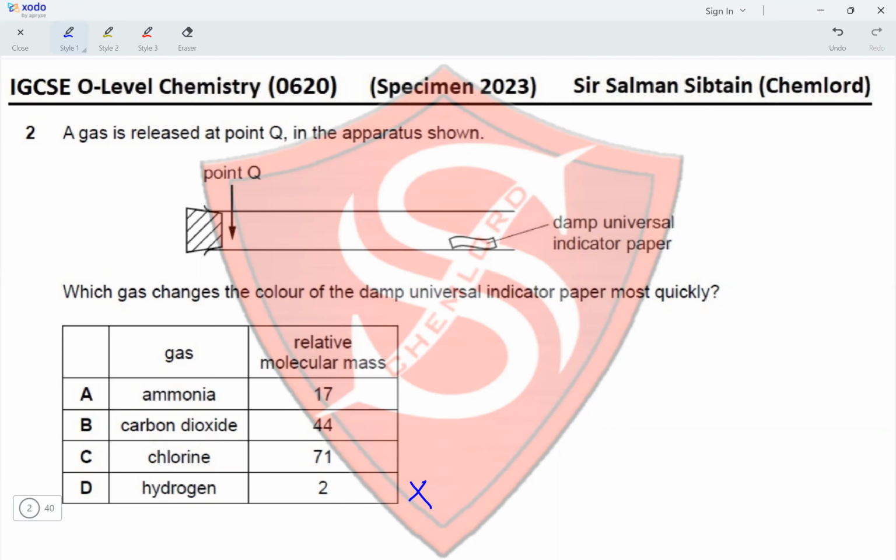It would bleach the litmus paper, but it would most probably have a similar effect on universal indicator paper. So ammonia, having the lowest Mr, would diffuse the quickest among these three, and it would reach the damp paper and turn it blue. So ammonia would be the gas changing the color of the universal indicator paper. However, the gas reaching the universal indicator paper the quickest would be hydrogen, but since it will not be changing the color, it is not the correct answer. Therefore, the correct answer for this question is option A.